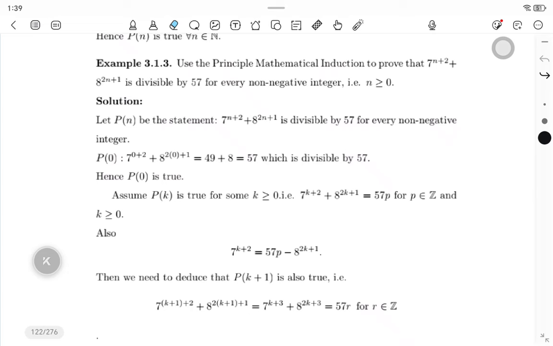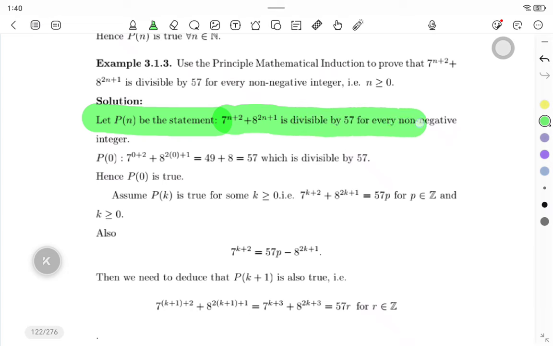Now, they do this. From here, we have this. We're going to let P of n be the statement such that we copy that entire statement. Then we start plugging 0 because this is starting from 0. If I plug 0 here, I get 57, and the condition is divisible by 57. Now we see that indeed 57 is divisible by 57, hence P of 0 is true.